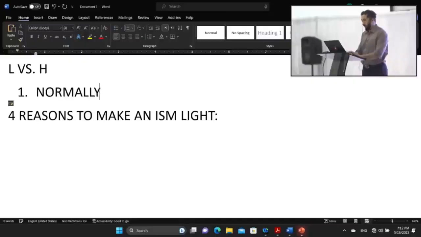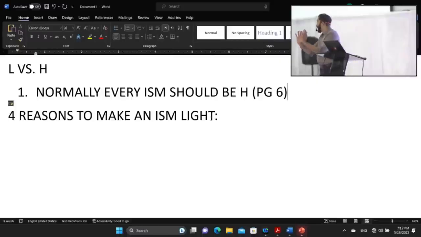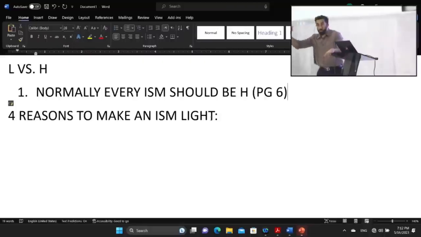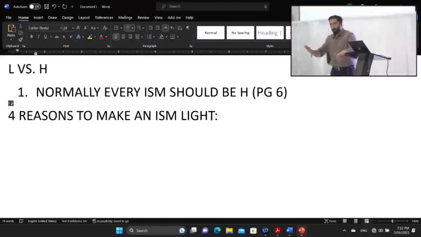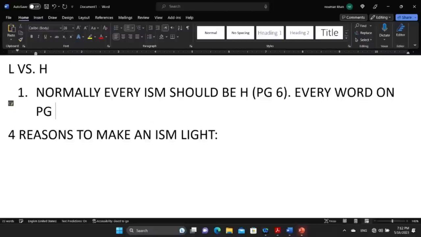Number 1, normally, every ism should be heavy, which is page 6. This is why we memorize page 6. That is our standard for what a heavy ism looks like. Whether it's the first chart or the second chart or even the third chart we didn't cover, every word there on page 6 is heavy. Maybe you should even write that down. I know, grammar, I know. Every word on page 6 is what? Heavy.